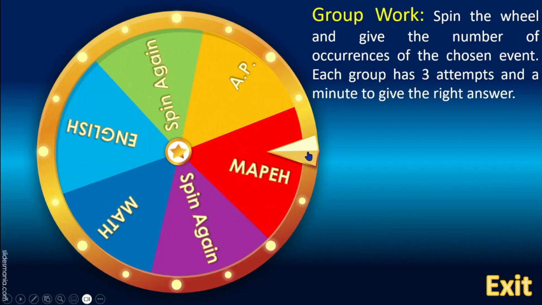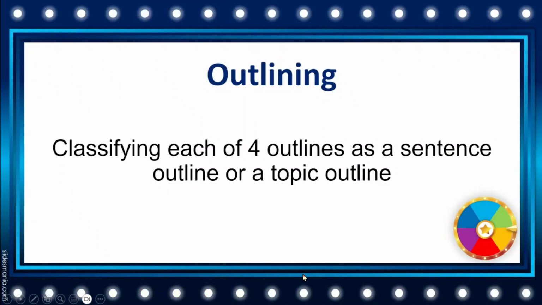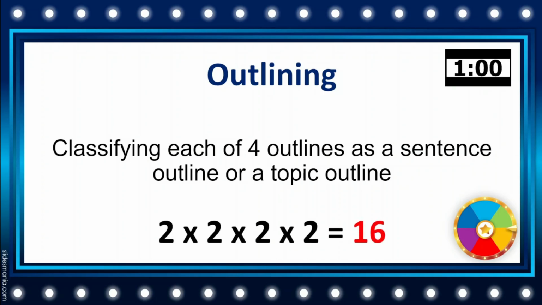Let's have another subject. English. Classifying each of four outlines as a sentence outline or a topic outline. If you answered 16, then you are absolutely correct. And why is that? There are four outlines to identify, meaning there are four events. And since there are only two choices, sentence outline or topic outline, then you have two choices for each event or two outcomes. So 2 times 2 times 2 times 2 equals 16.